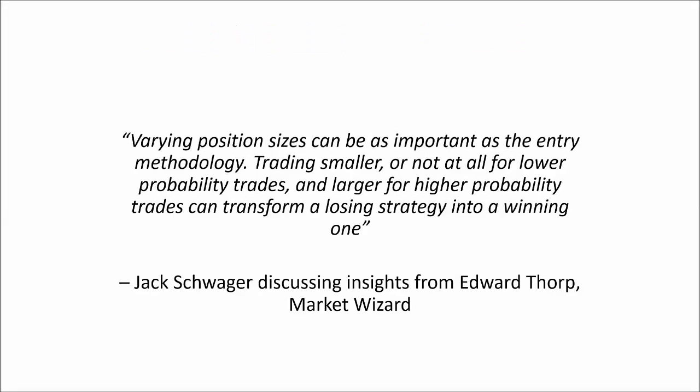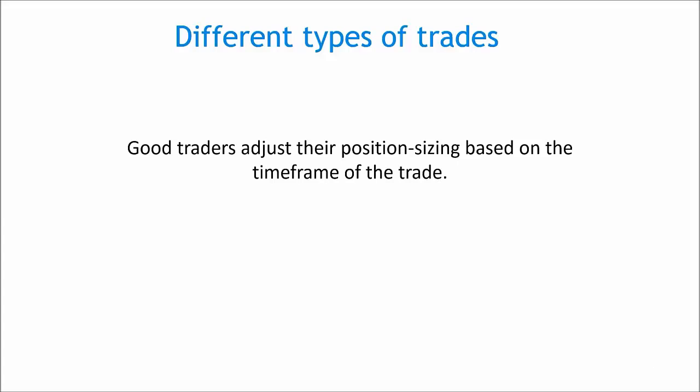Jack Schwager, author of the Market Wizards books, says, "Varying position sizes can be as important as the entry methodology. Trading smaller or not at all for lower probability trades and larger for higher probability trades can transform a losing strategy into a winning one." Different types of trades. Good traders adjust their position sizing based on the time frame of the trade. If they are more active, they tend to trade smaller, whereas traders who take a longer term approach will be more comfortable with a larger degree of risk on the position.